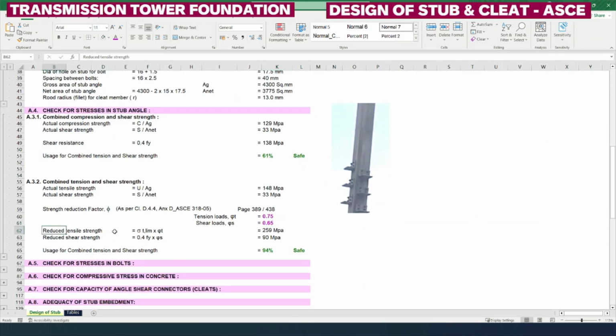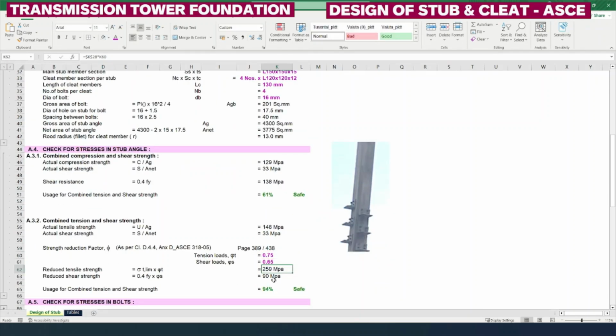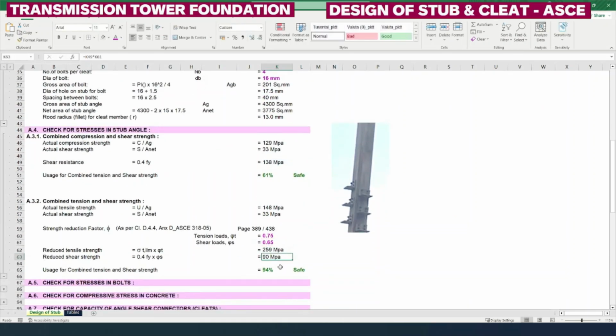Finally, we need to calculate the reduced tensile strength, that is yield strength into 0.75, the reduction factor. So it is 259 megapascal. Similarly, for shear strength, the shear resistance into the factor considered here, 0.65, so the value is 90 megapascal. Again, the same method of calculating the usage for combined tension and shear strength: the actual tensile strength divided by the reduced tensile strength, plus the actual shear strength divided by the reduced shear strength, 90 megapascal.